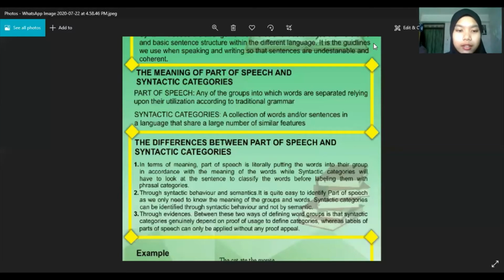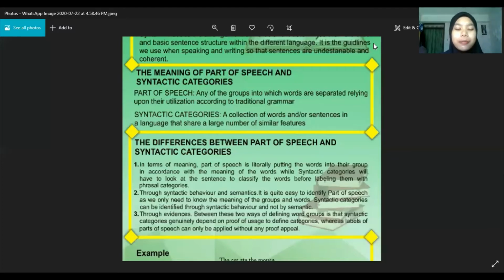But syntactic categories can be identified through syntactic behavior and not by semantics. Here is a bit easy and difficult. It's easier for parts of speech since, as I have mentioned, we only need to know the meaning of the words in the group, while for syntactic categories we have to know not by semantics but by the behavior, the characteristics, something like that.